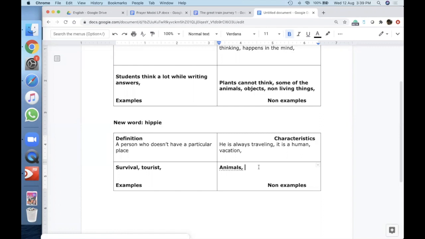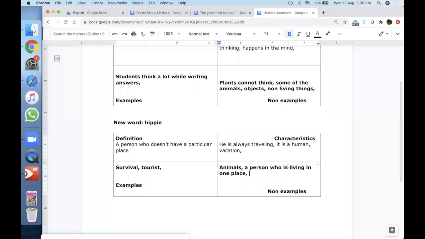So, live in one place. Say it again, Ria. Sorry, I did not hear you. Live in one place. Yes, a person who is living in one place. You can write: who is always living in one place. Okay, that's a non-example. Very good.